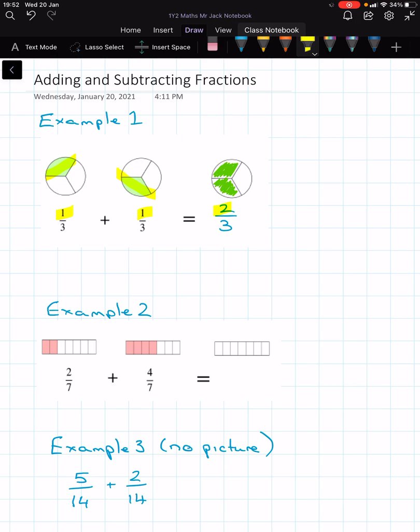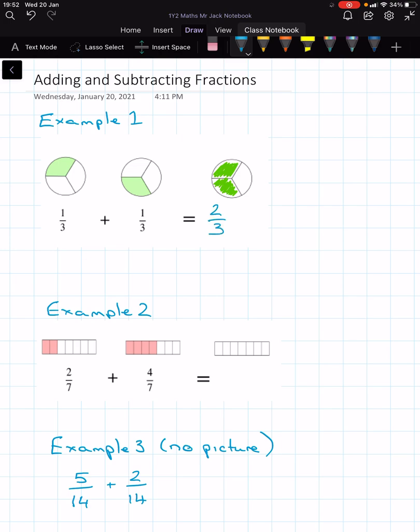You'll notice that the denominators stay the same. We don't add the 3 and the 3 together, because we're dealing in thirds. Our circle has been cut into 3 pieces, not 6 pieces. So the denominator stays the same, and actually what we've done there is added together the two top numbers. Now I'm just going to remove that highlighting, but I'm going to leave that answer.